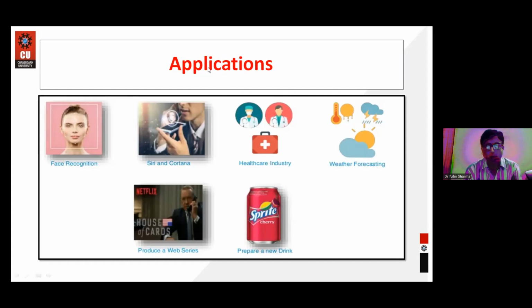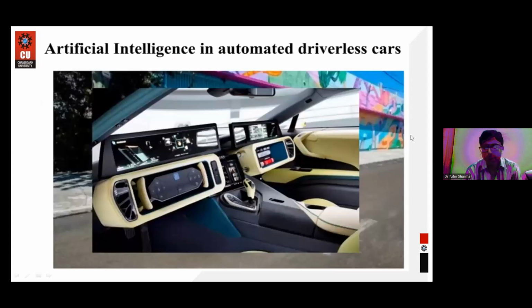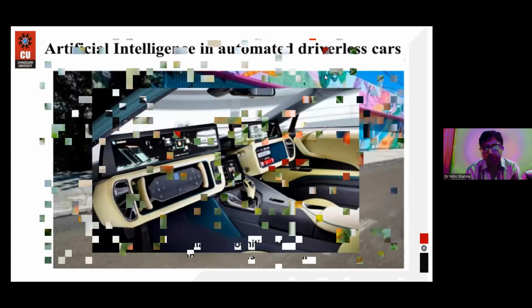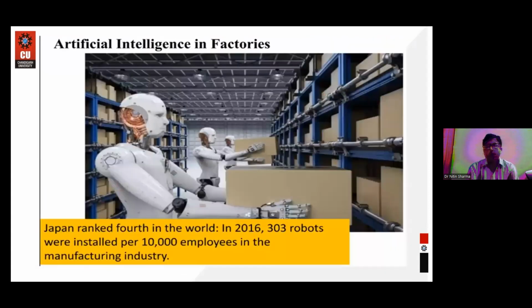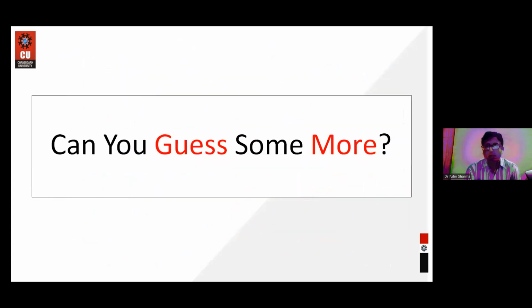Okay. So now next, let's come to your area. Sorry, before that, let's see some more examples of AI, like automated car, driverless car. In the image it's shown automatic recognition of ripening tomatoes by artificial intelligence. Artificial intelligence in factories, a lot of robots are working. Like Japan ranked fourth in the world in 2016, with 303 robots installed per 10,000 people in the manufacturing industry. So can we guess some more applications?